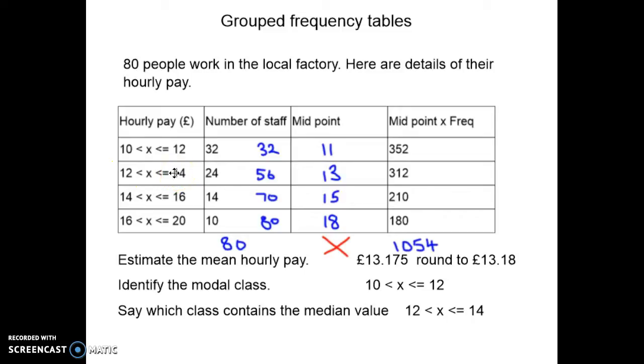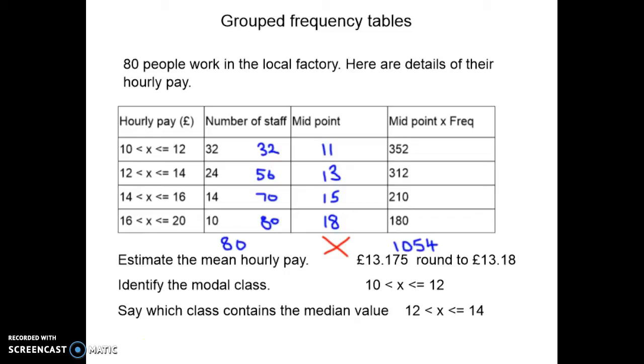For grouped frequency tables, you won't be asked to find range, because for the lowest hourly pay, we don't know whether it's £10 and a penny or £11.37. We haven't got the level of detail needed to be able to work out range. And the reason this is an estimate is because, again, we don't know the exact pay of all these 80 people. We've just got it in groups. So this is how we estimate means when we don't have exact values.